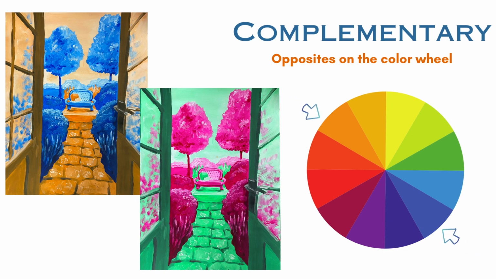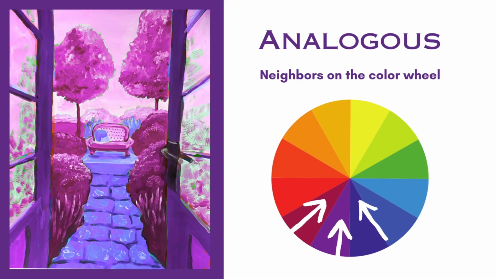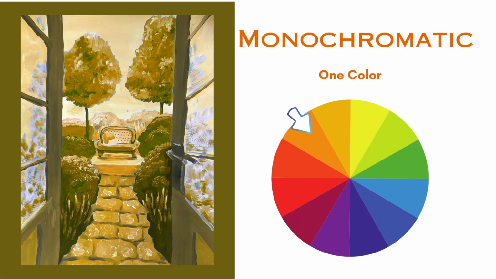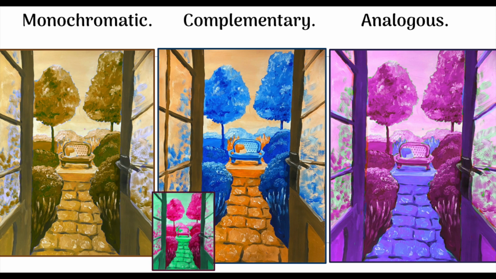And so here are 2 examples with a complementary color palette. Here's an example with an analogous color palette. This would be neighbors on the color wheel. And this is a monochromatic color palette where you do tints and shades of one color. And here is the artwork all complete.